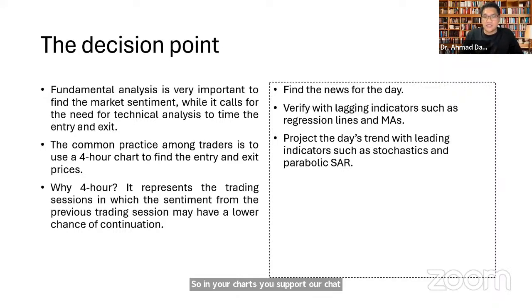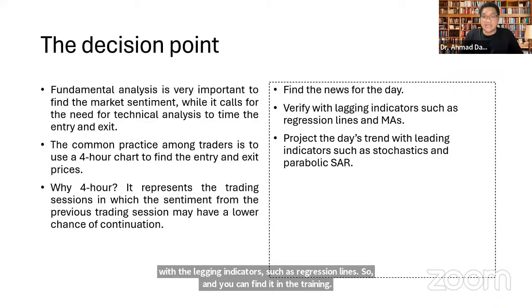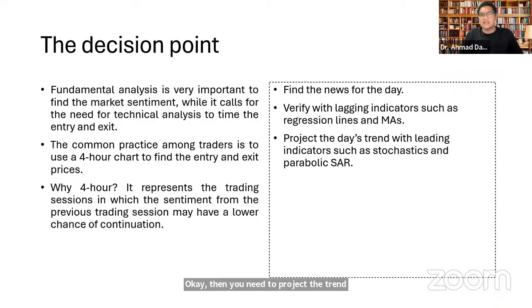Okay. So every day, find the news. Most probably, you can find your direction there. My preference last time was Reuters, Thomson Reuters. And after you determine your daily trend, verify it with lagging indicators such as regression lines or MAs. You can find them in TradingView. Then you need to project the day trend with leading indicators such as stochastic. Stochastic helped me a lot last time. Seriously, helped me a lot.